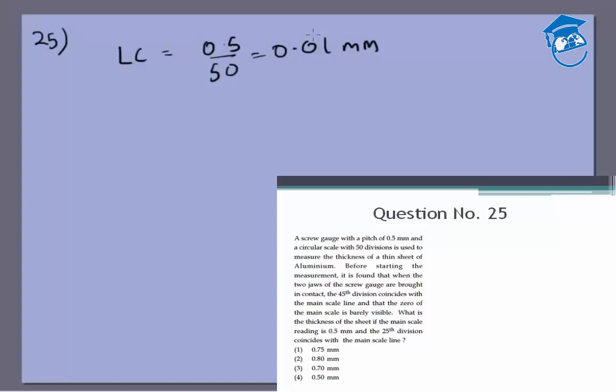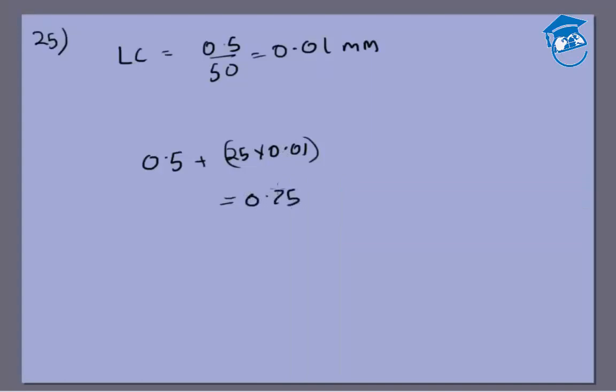And when we measure the sheet, it has a main scale reading of 0.5 and 25th division. So if there was no zero error, the answer would be 0.5 plus 25 times 0.01, which is 0.25, so 0.75. But this is not the answer because there is a zero error.